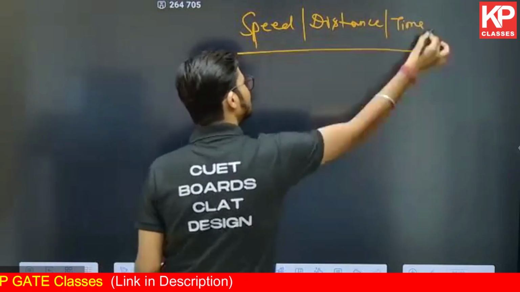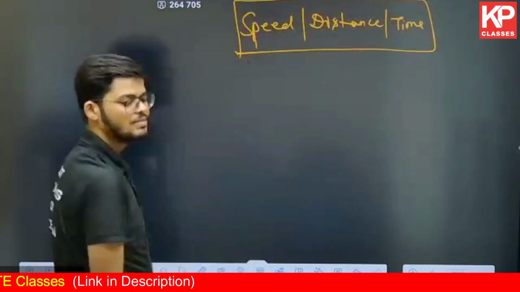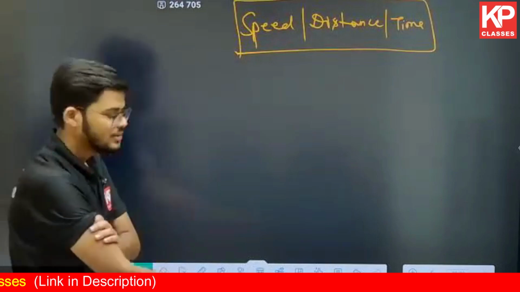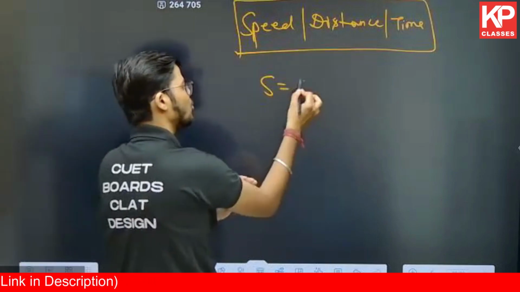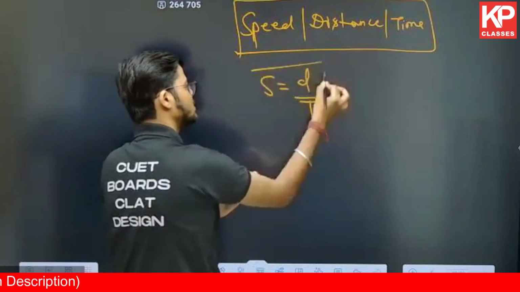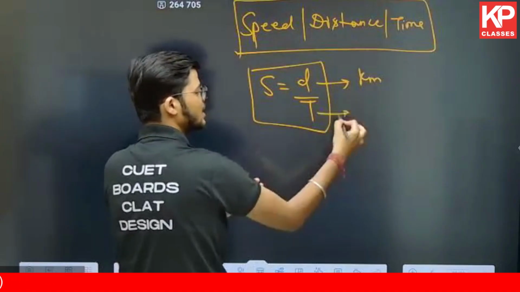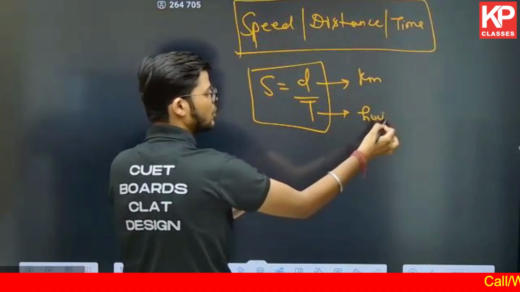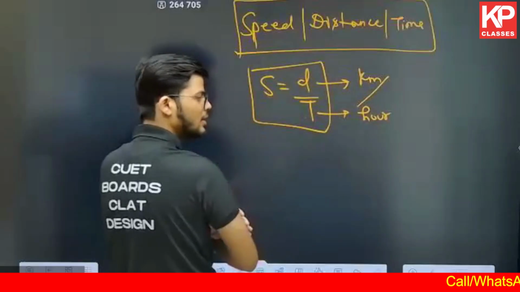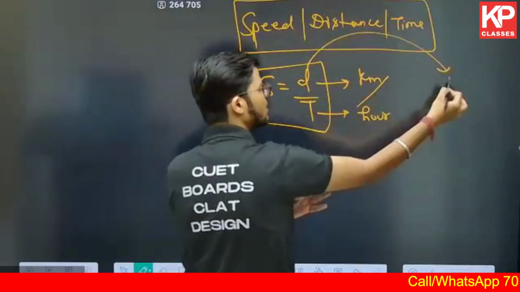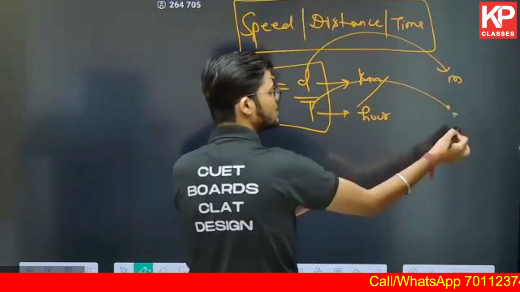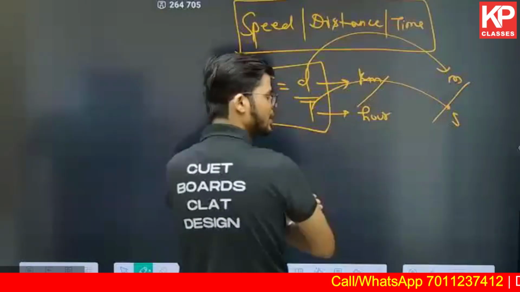Now we know the relation between speed, distance, and time. Speed is equal to distance upon time. Distance is calculated in kilometer and time is calculated in hour, so the unit for speed is going to be kilometer per hour. Sometimes distance is calculated in meter and time in second, so the unit is going to be meter per second.